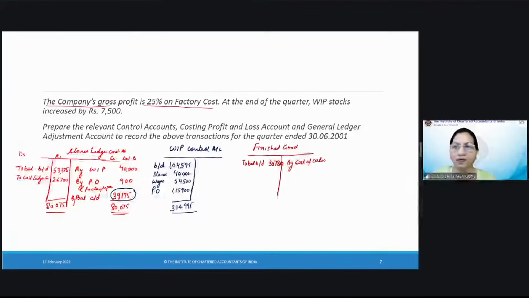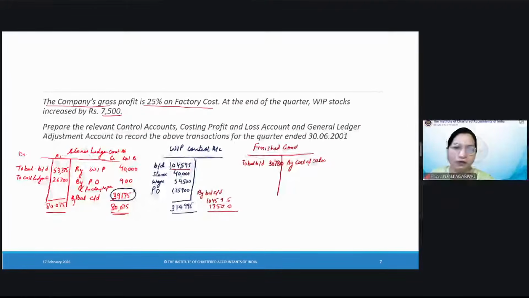At the end of the quarter, the WIP stocks increased by 7,500. So what it is telling us that the balance of WIP stocks, so balance carried down, increased by 7,500. So what was the opening balance? You add to that 7,500.